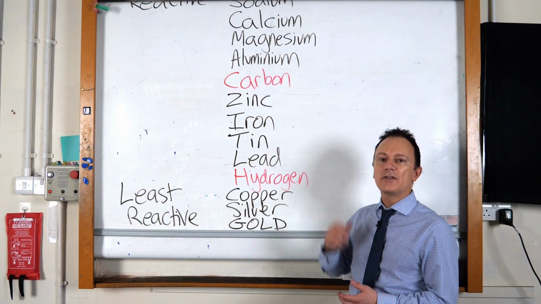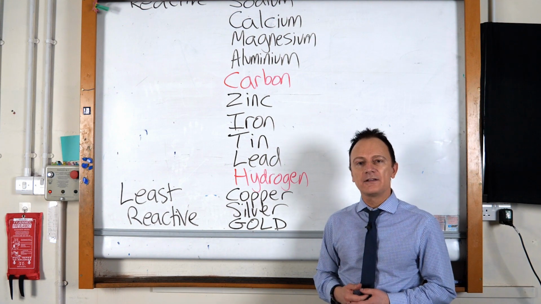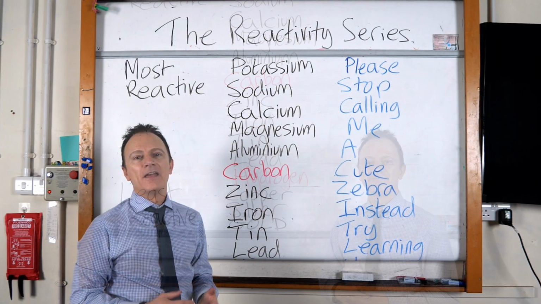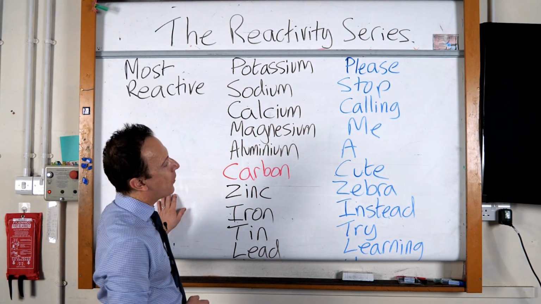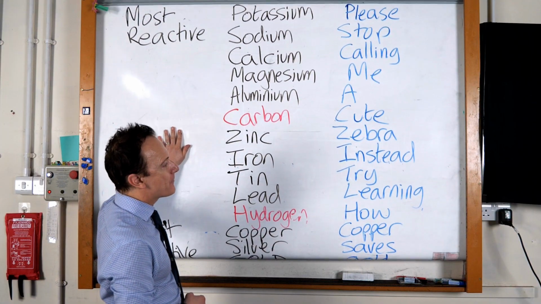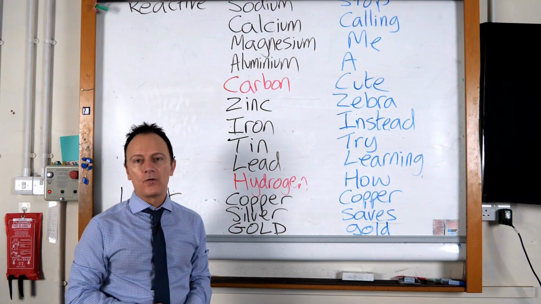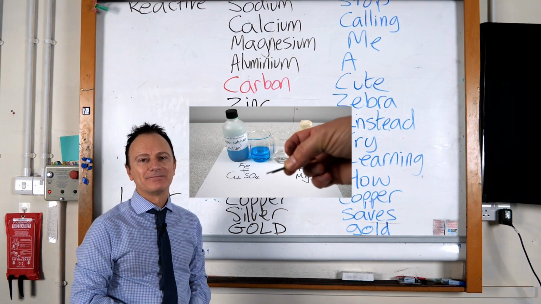Now you are expected to remember this reactivity series for your exam, so how on earth are you going to do that? Well, luckily I've got a rhyme to help you. The way I remember the reactivity series is please stop calling me a cute zebra. Instead try learning how copper saves gold. And you can see here the metals that rhyme represents.